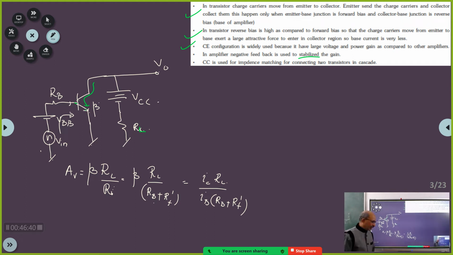If the temperature increases, beta will increase. Means what? For the same IB, IC will increase. Got it? Okay. Yes, yes. For the same IB, IC will increase. And therefore, the gain will also increase. Got it? Yes. Okay.